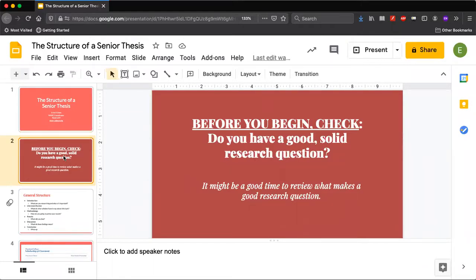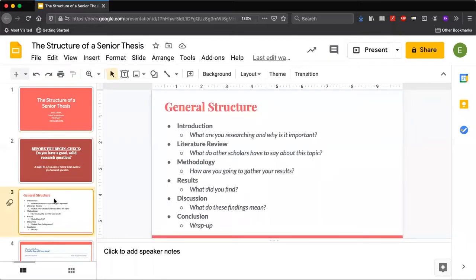All right, so let's say you have a good research question. That's great. Let's move on to the general structure of the rest of the thesis. So, surprise, surprise, the first part is the introduction, where you discuss what you're going to be researching, you introduce that topic, and you establish why it's important, right?